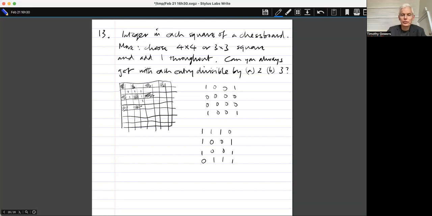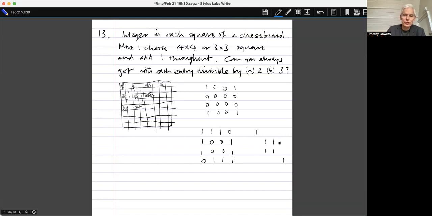If I add to this a 4 by 4 square, I get the bits in between, and if I add the bits in between to this, I don't know whether this is really very useful, but I get 1, 1, 1, 1, 1, and 1, and otherwise 0.